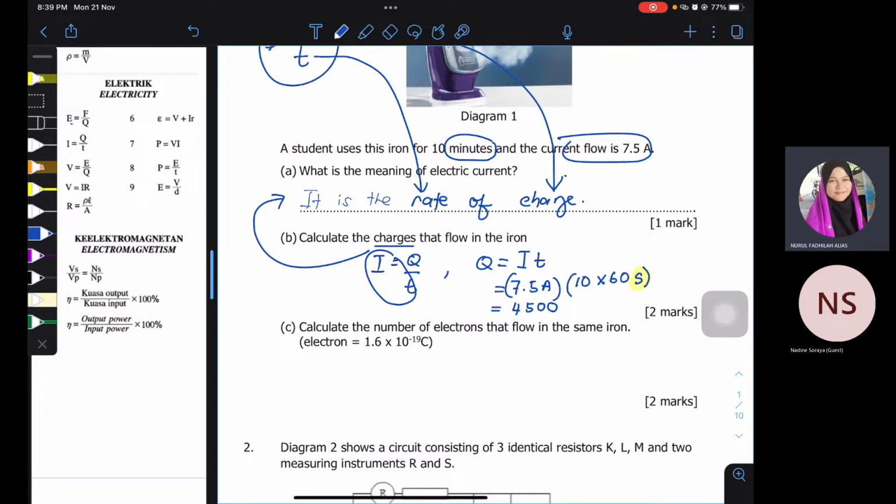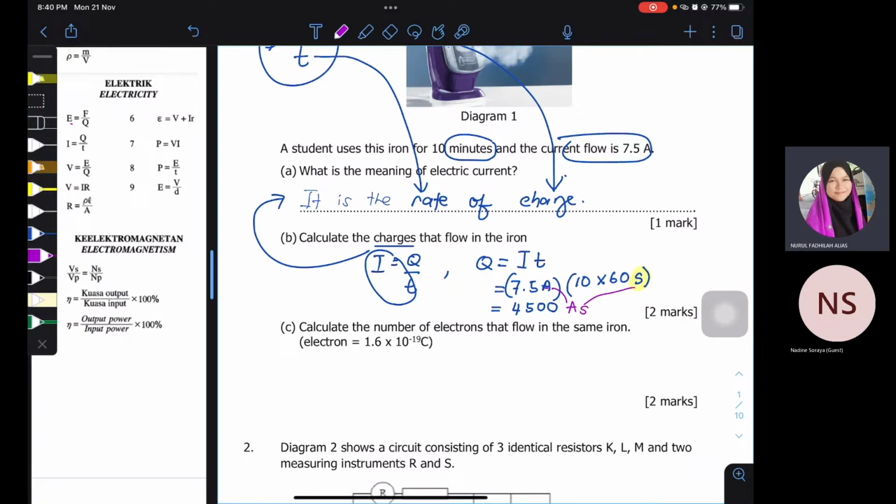Don't forget the unit. The unit of charge is coulomb. But what if you don't remember? That's fine, don't worry. You just write what's given. That's A, you write A here. Q and S, you write S here. AS.